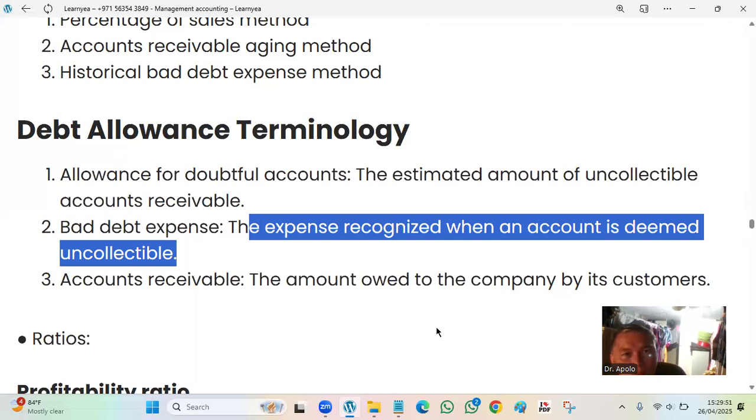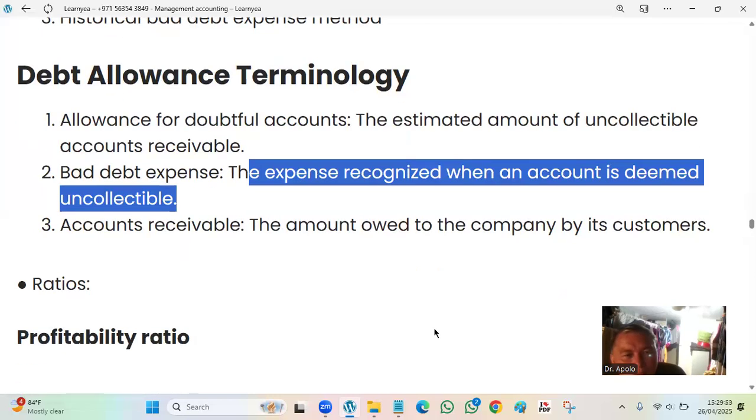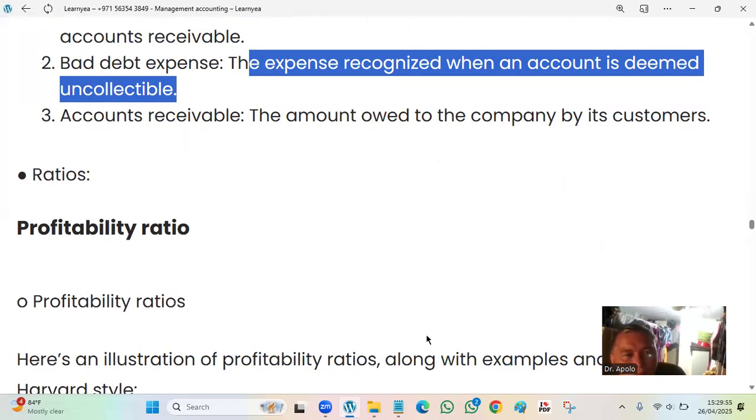Okay, that's all for our discussion for this segment. Next time we will discuss the profitability ratio.